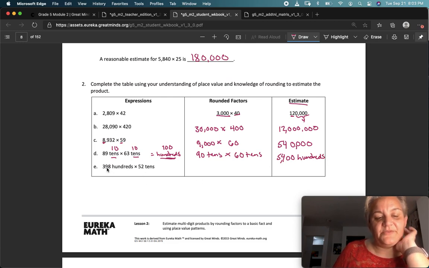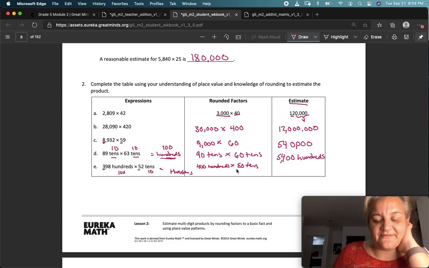Okay, next one. 398 hundreds times 52 tens. So hundreds times tens, it's going to give me thousands. So I have here, I'm going to round this up to the nearest hundred spot. So I have 400 hundreds. And 52 tens, I'm going to round down to the 10 spot. So 50 tens. And now 4 times 5 are easy numbers to multiply. 4 times 5 is 20. And then I have 1, 2, 3 zeros after that. And hundreds times tens equals thousands.